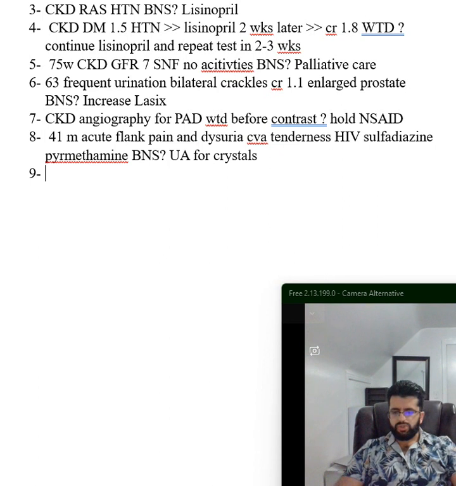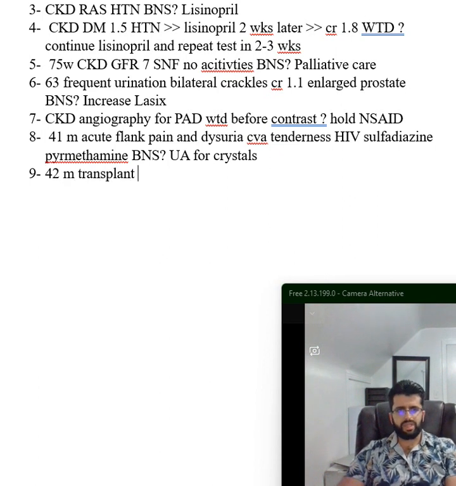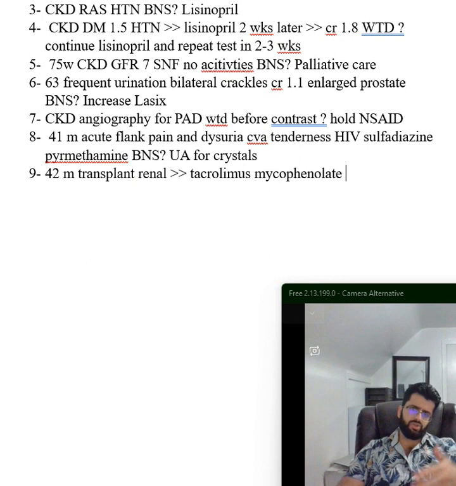Okay, now this case, you see a 42-year-old man had a kidney transplant, renal transplant, okay? And then, obviously, if you are on a transplant, what do you need to be on? You need to be on some medications like tacrolimus, mycophenolate, to avoid rejection, on top of amlodipine, all that good stuff. So you need to be on those medications.